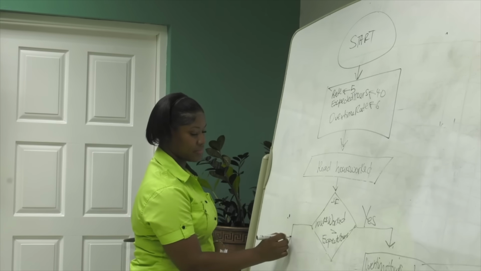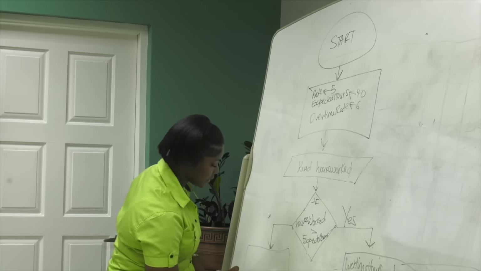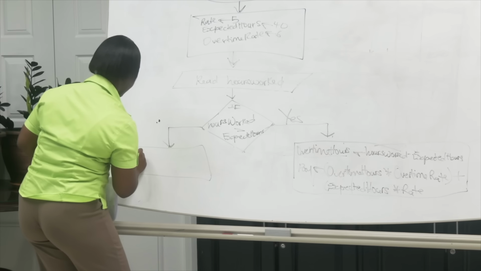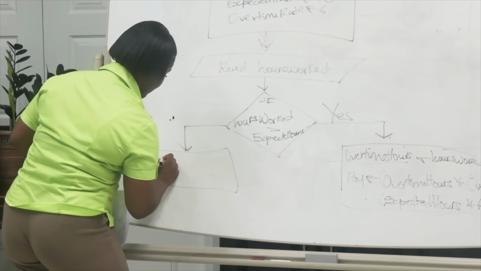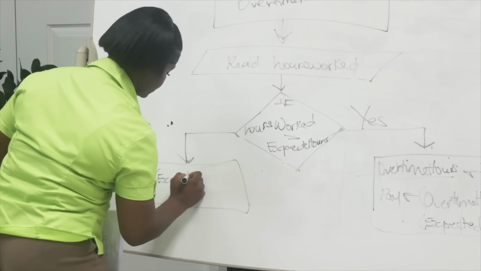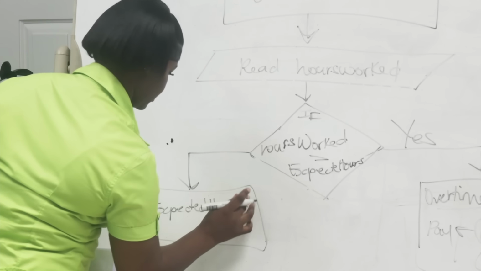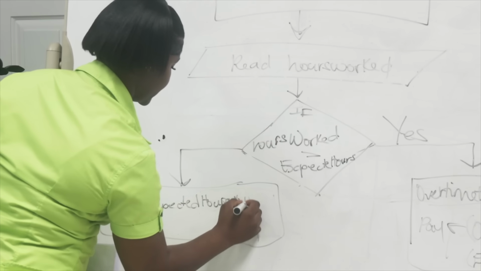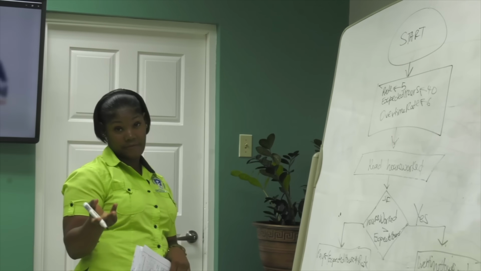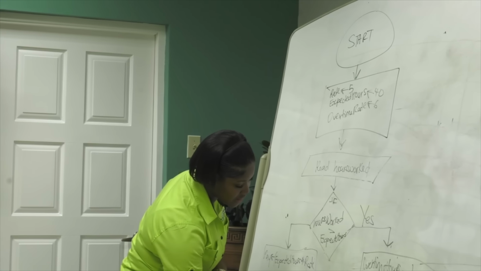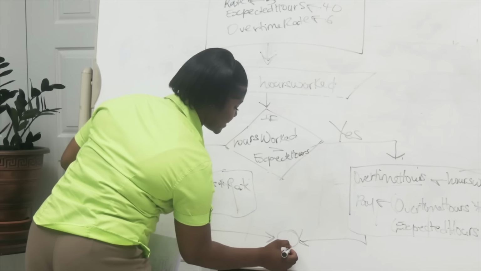So if not, and we just worked our regular hours, we have our assignment symbol again, and we say pay is now equal to expected hours times the rate, which is the regular rate, right? Our flowchart is not finished. So I'm just going to use a connector to connect both symbols right here, and this is our connector here.